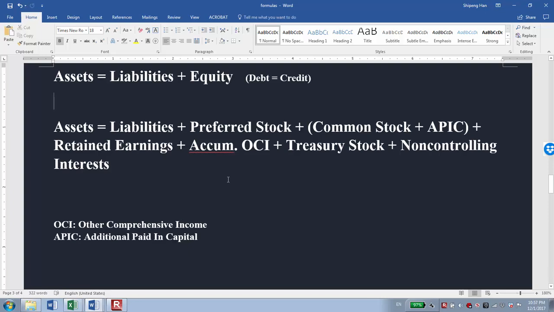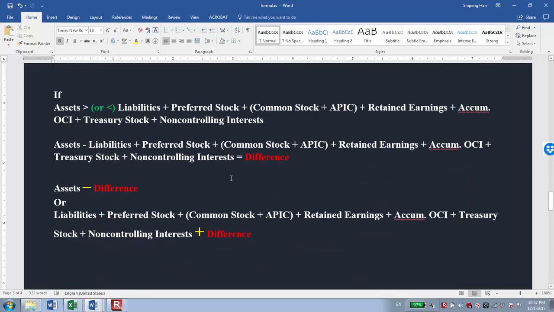Okay, let's see what happens if the accounting equation is not balanced. For example, if the assets are greater than the total equity and liabilities, there will be a difference. The difference is assets subtract liabilities and all other equity accounts. So to balance the accounting equation, we can simply subtract the difference from assets, or add the difference to the right hand side of the accounting equation.